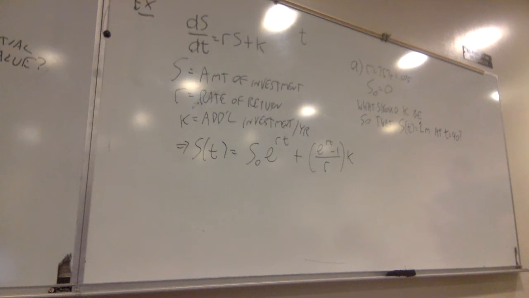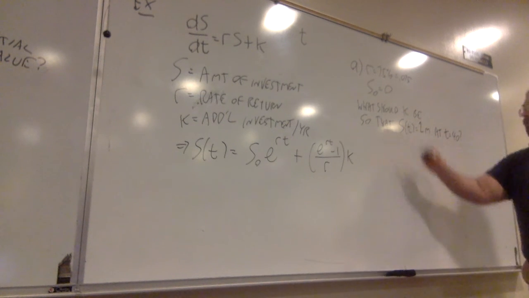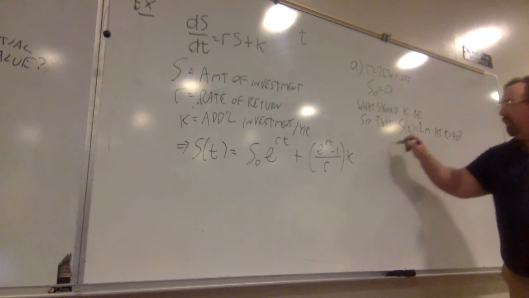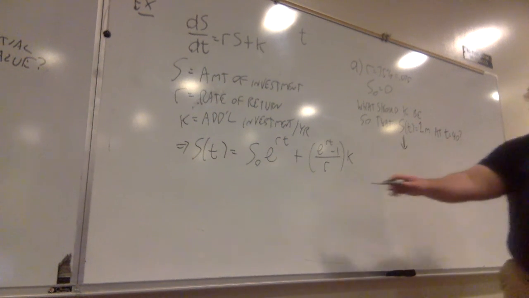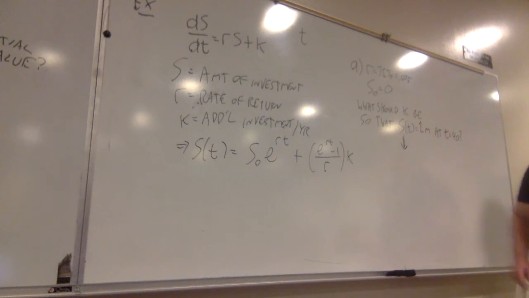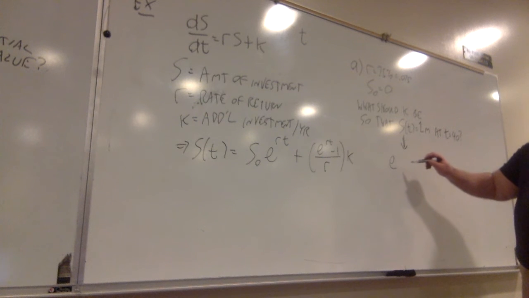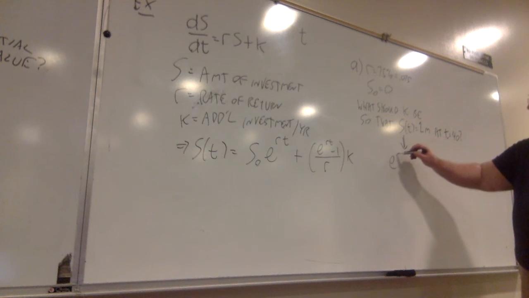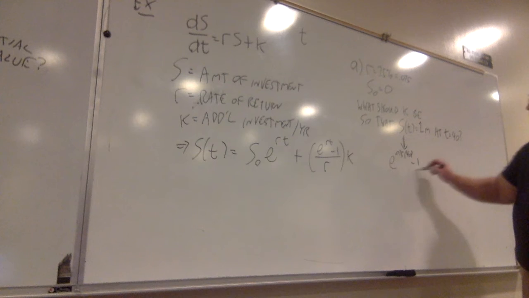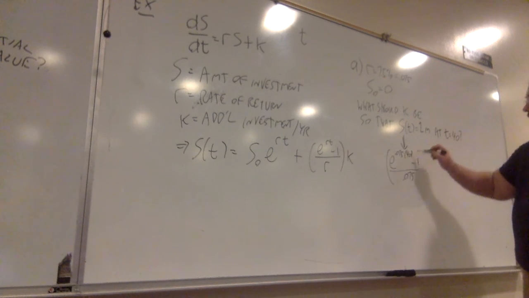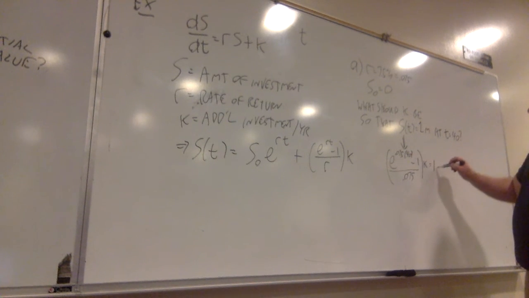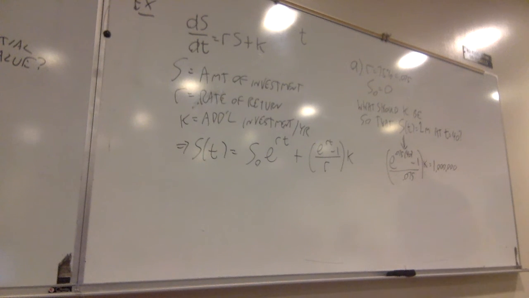Now, if we substitute in all the information that we know, this term won't be here because we're starting with nothing. So I have e to the r, which is 0.075, times 40 for t, minus 1, over 0.075, times k, is equal to 1 million.